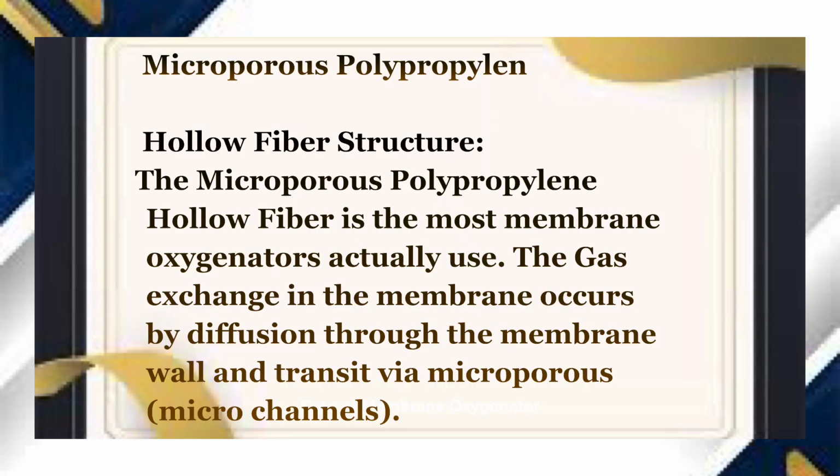Microporous polypropylene has a hollow fiber structure. The microporous polypropylene hollow fiber is the most commonly used membrane oxygenator. The gas exchange in the membrane occurs by diffusion through the membrane wall and transit via micropores.